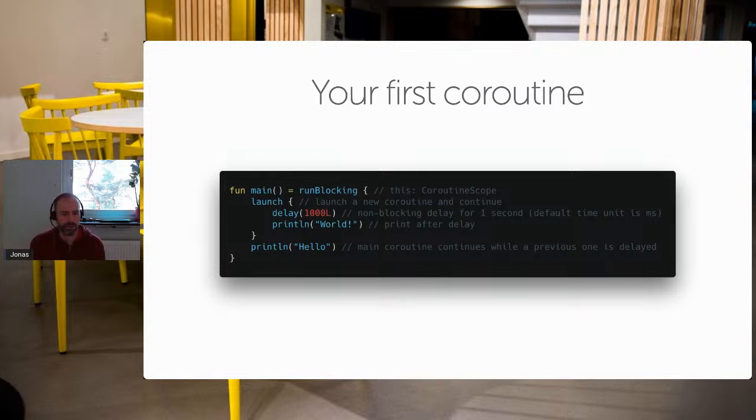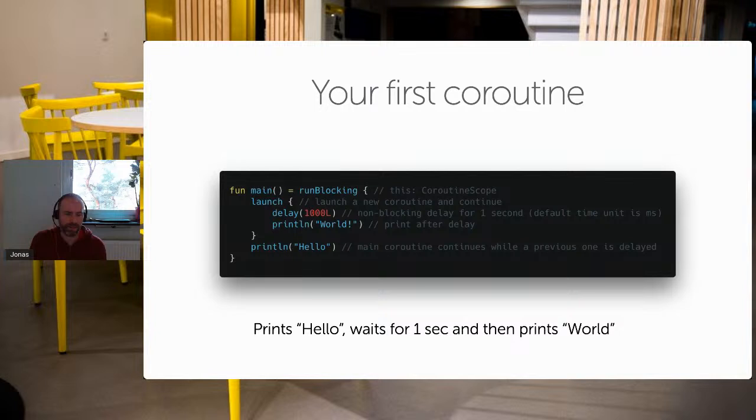And execution can continue. So if you see that runBlocking, basically what happens here is that you launch a coroutine, something is delayed for 1 second, and after that second it prints world. But what also happens is that immediately after launch, the execution continues. So what happens here is actually that hello is printed first. And after this 1 second, the world is printed that was within the launch.